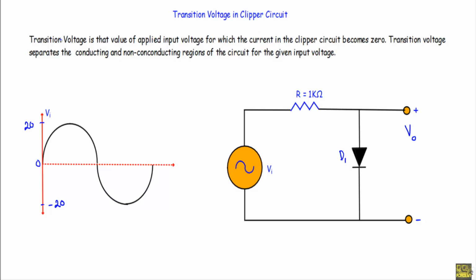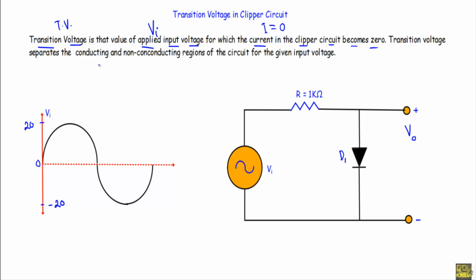So, what is the transition voltage? The transition voltage is that value of applied input voltage Vi for which the current in the clipper circuit becomes equal to zero. What does that mean?